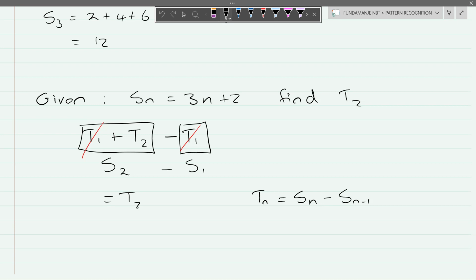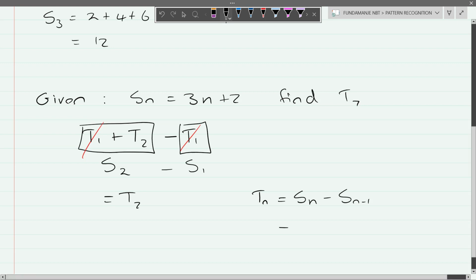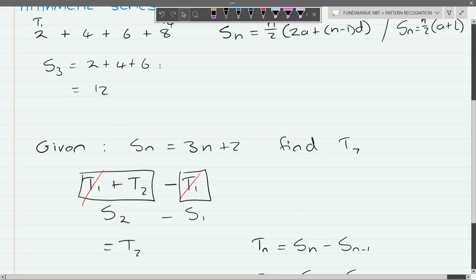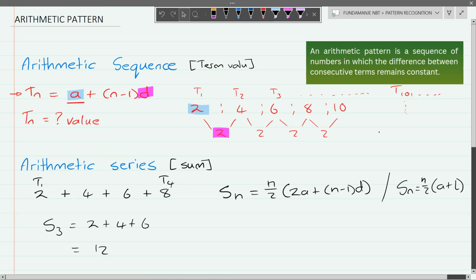So another example, same example, but now we're looking for T7. What we want to do is find the sum of the first 7 numbers. Then we remove the sum of the first 6 numbers. This isolates it such that we are left with just term number 7. Hopefully that makes sense, and that is all you will need to know about arithmetic patterns.